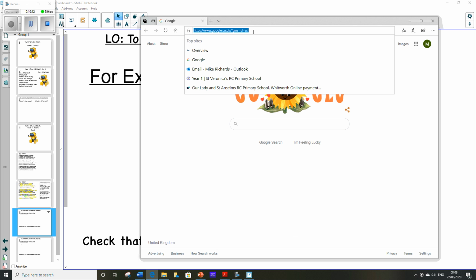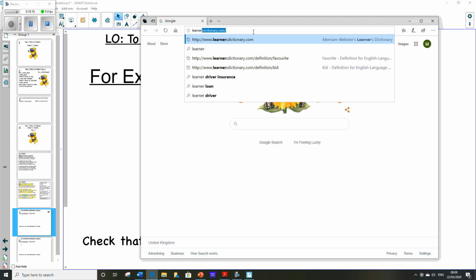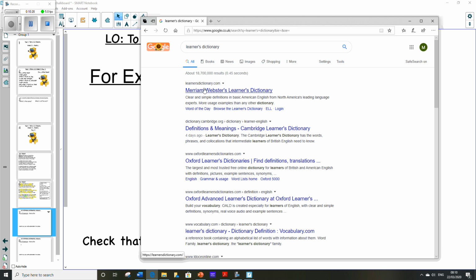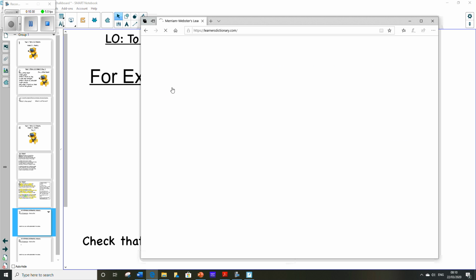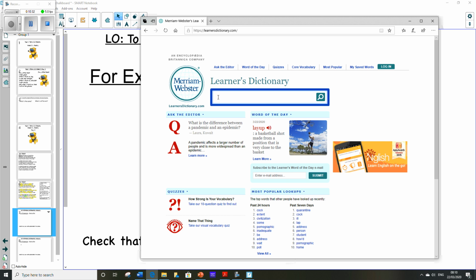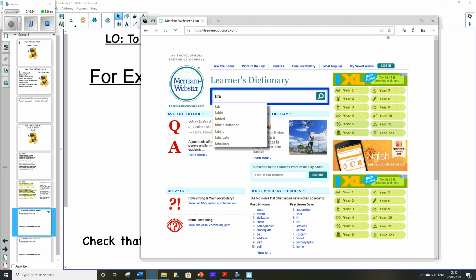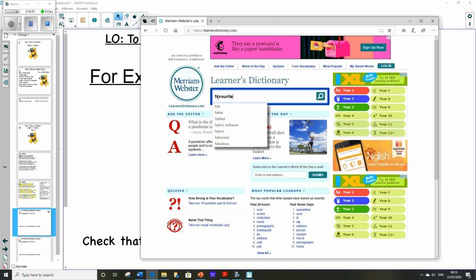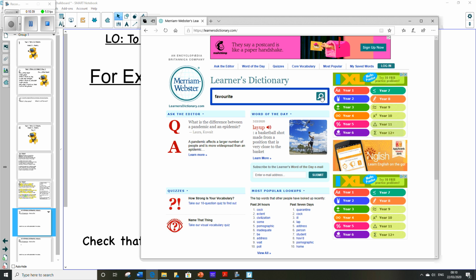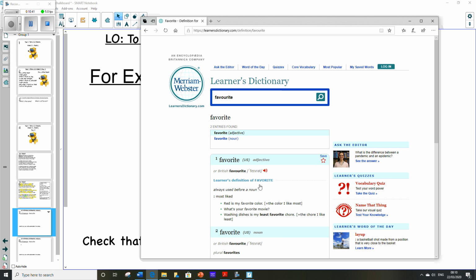I'm going to put a link at the bottom of this piece of work so that you can access it, but otherwise you just need to type Learner's Dictionary into Google. Right, once you get onto that, click in the link as I've just done, all you need to do is type the word favourite or your own word, and then press the magnifying glass, and then you'll get a really good definition aimed at children.